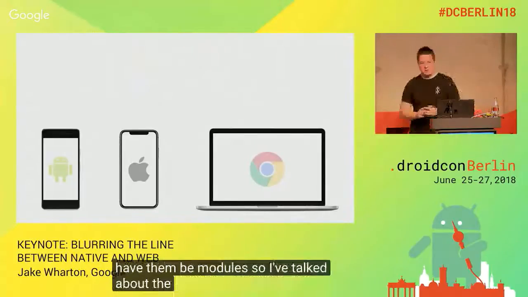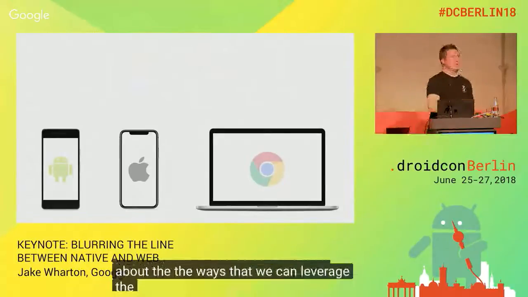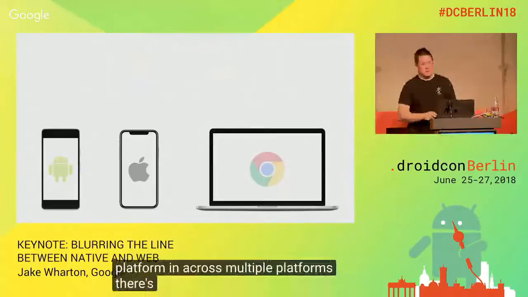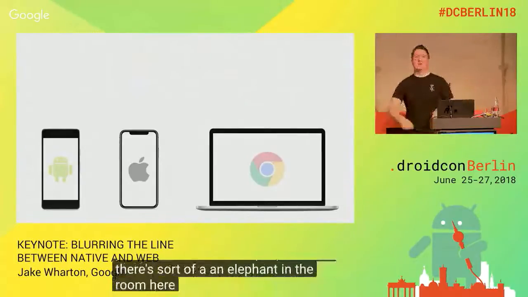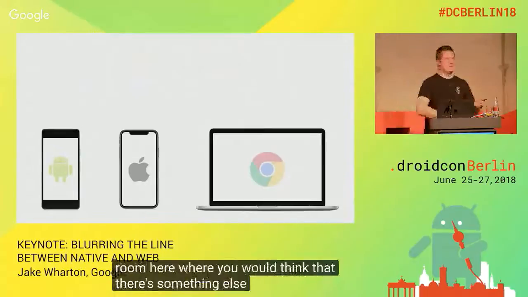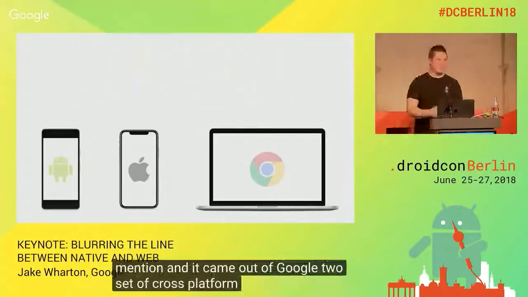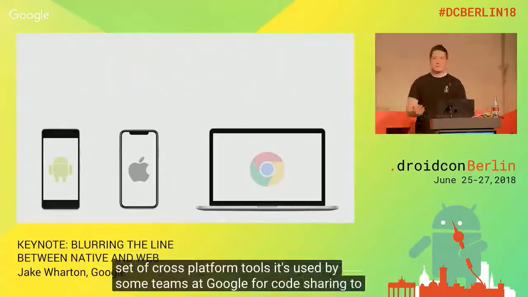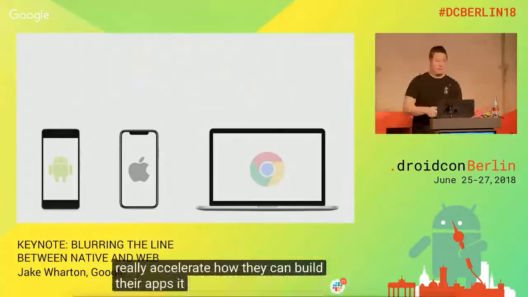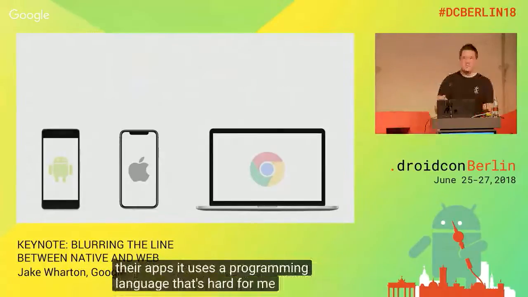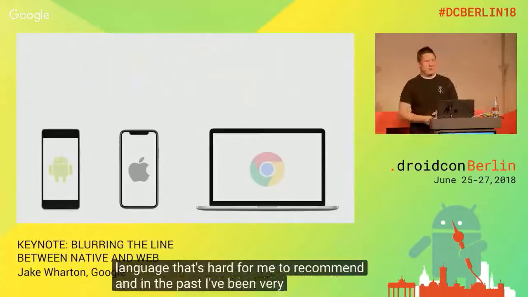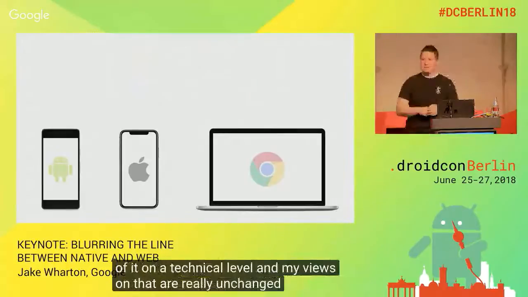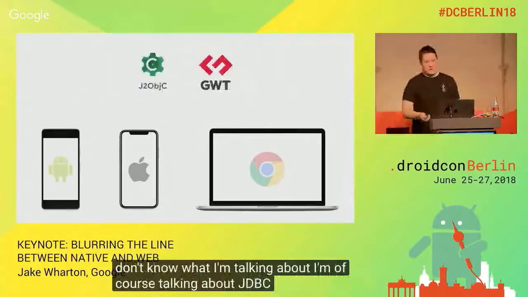So I've talked about the ways that we can leverage the languages that are intrinsic to the platform across multiple platforms. There's sort of an elephant in the room here where you would think that there's something else that I'm going to mention. And it came out of Google. It's a set of cross-platform tools. It's used by some teams at Google for code sharing and to really accelerate how they can build their apps. It uses a programming language that's hard for me to recommend. And in the past, I've been very critical of it on a technical level. And my views on that are really unchanged. If you don't know what I'm talking about, I'm of course talking about J2ObjC and Google Web Toolkit.